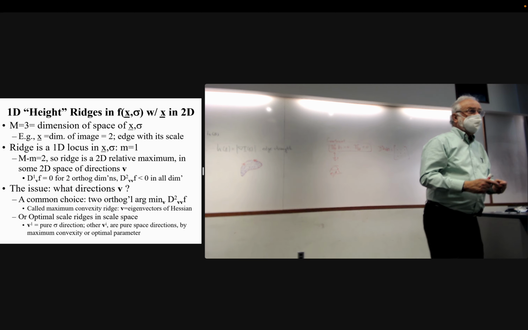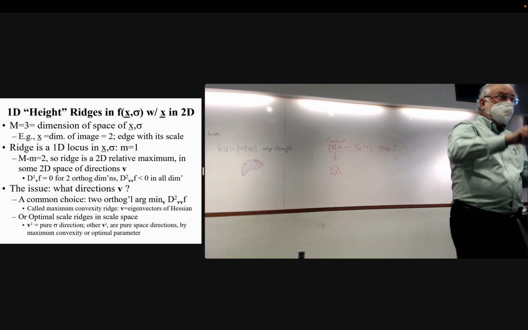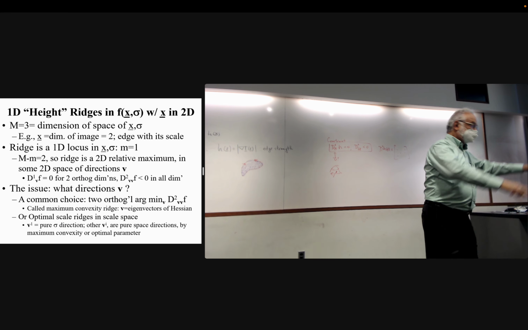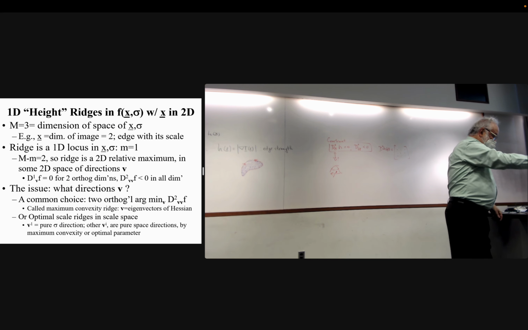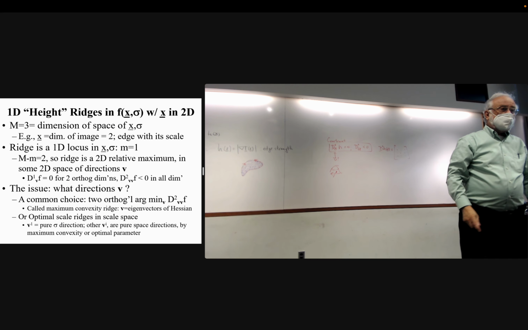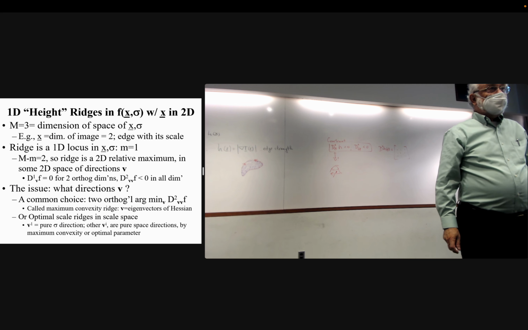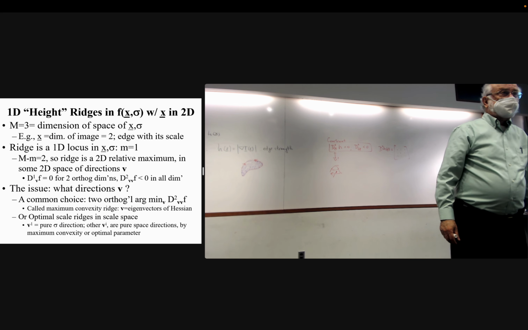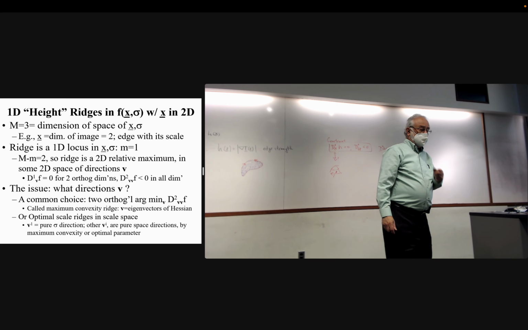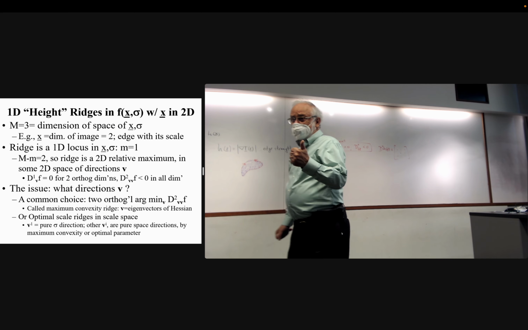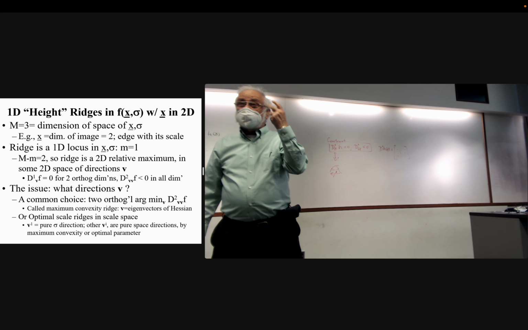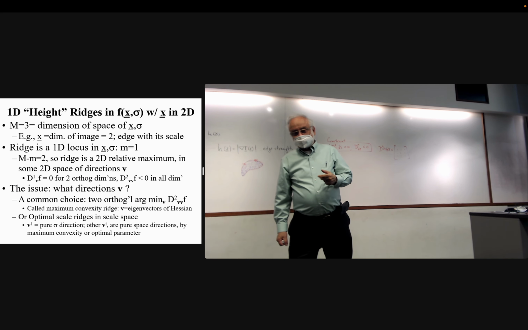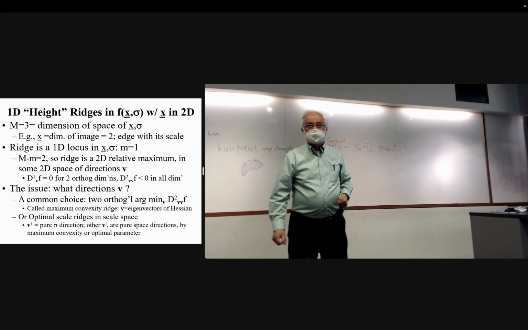And I'm interested in a curve in scale space, right? X, Y on the table, scale going up. A curve that is going to be a locus that is going to correspond to my edge, or my ridge. Now big M is 3: X, Y, sigma. Little m is 1.